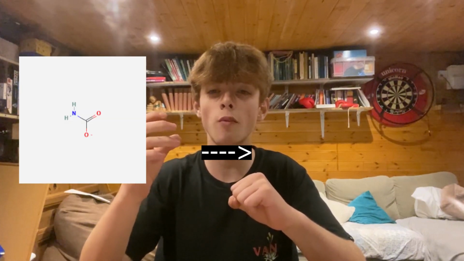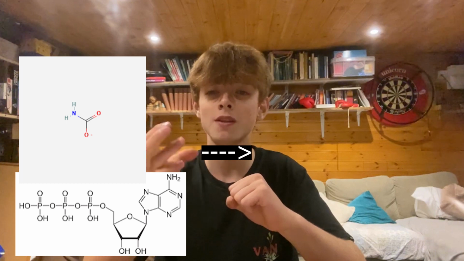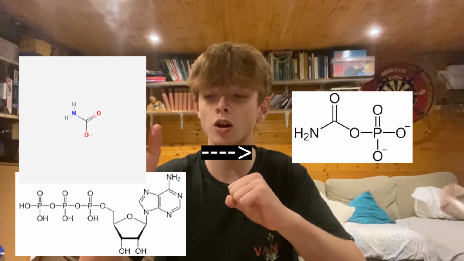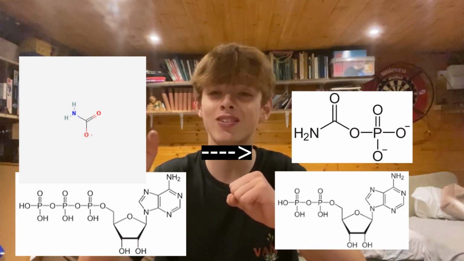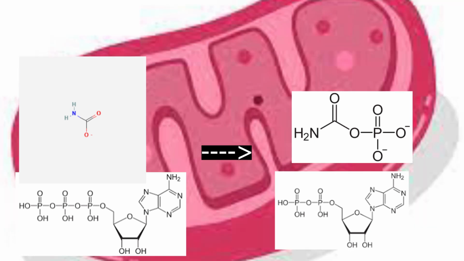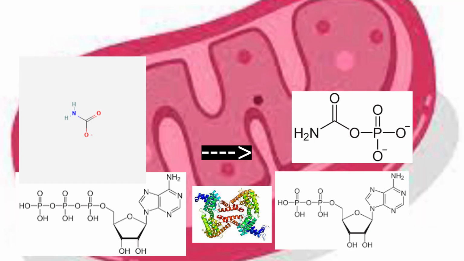And then the third step, the final step of this single enzymatic reaction, is you take that NH2COO- and add it to another ATP. This will turn into carbamoyl phosphate, which has the formula CH2NO5P2-, as well as an ADP molecule. These first 3 reactions occur in the mitochondria, and are catalyzed by the enzyme carbamoyl synthetase.